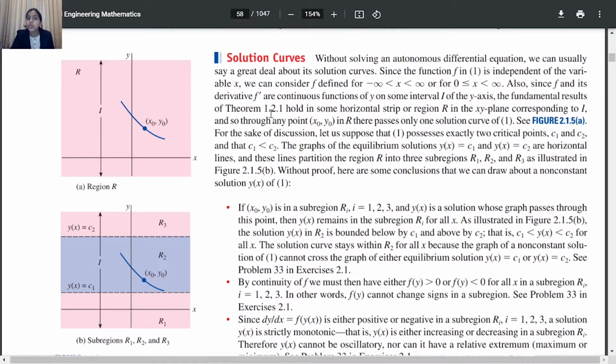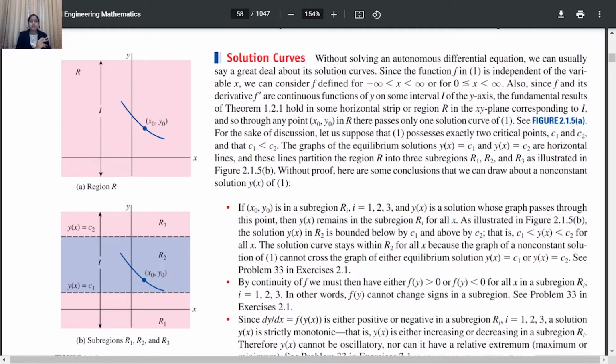The theorem was Theorem 1.2.1. It stated that if it is continuous, then there exists a unique solution, right? So we can find a point (x0, y0) through which the solution curve passes. Only one solution curve passes through this particular point.